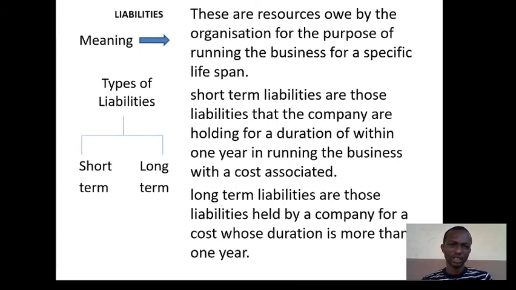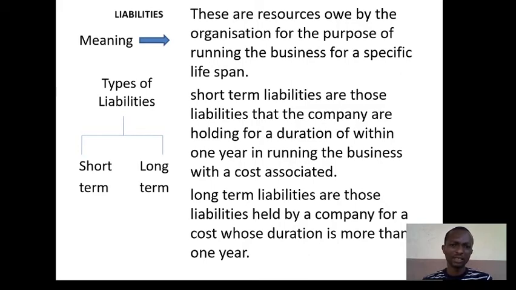Now, just as I said, we also have liabilities. These are resources owed by the organization for the purpose of running the business for a specific lifespan. When I say specific lifespan, just as I explained in assets, there are some that are within 1 year, there are some that are more than 1 year. When we look at a typical balance sheet, I will be able to explain some of these terminologies again when you begin to see them in the question or in the format. Is that okay? All right.